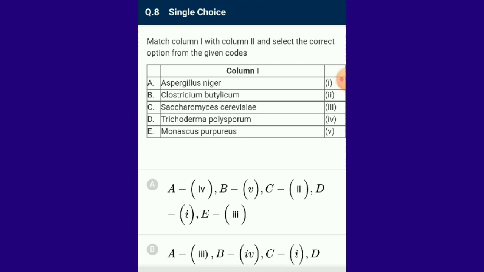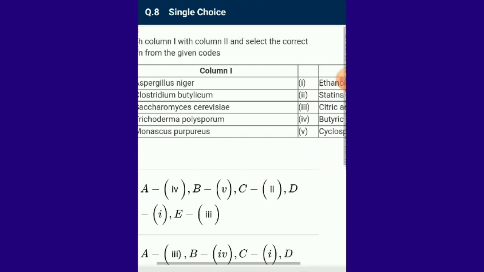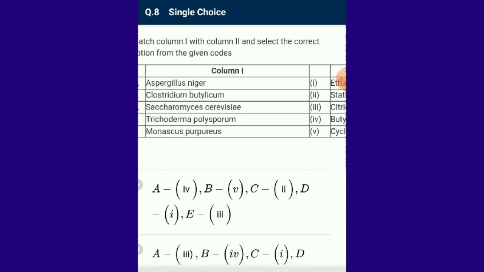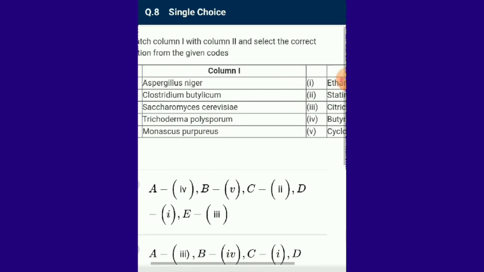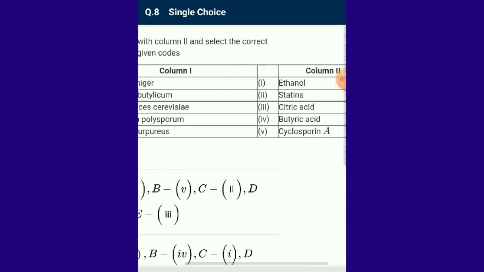Question number 8. Match the following. Here two columns are given. See column 1 and column 2. In column 1, first given are microorganisms used for commercial and industrial production of chemicals like alcohol, enzymes and organic acids. Aspergillus niger, a kind of fungus, is used to produce citric acid. So citric acid is given in column 2. So Aspergillus niger, citric acid.